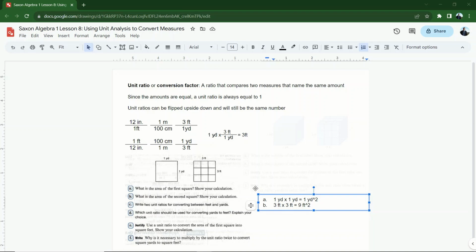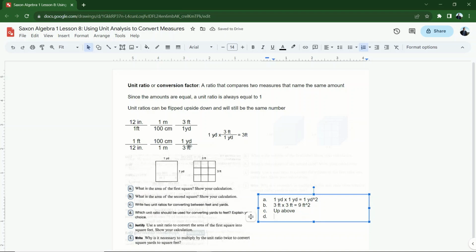All right, so the next letter C says write the 2 unit ratios for converting between feet and yards. That's what's up here. So I'm going to say up above, 3 feet per 1 yard or 1 yard per 3 feet. Those are my 2 conversion factors that I have to choose from.